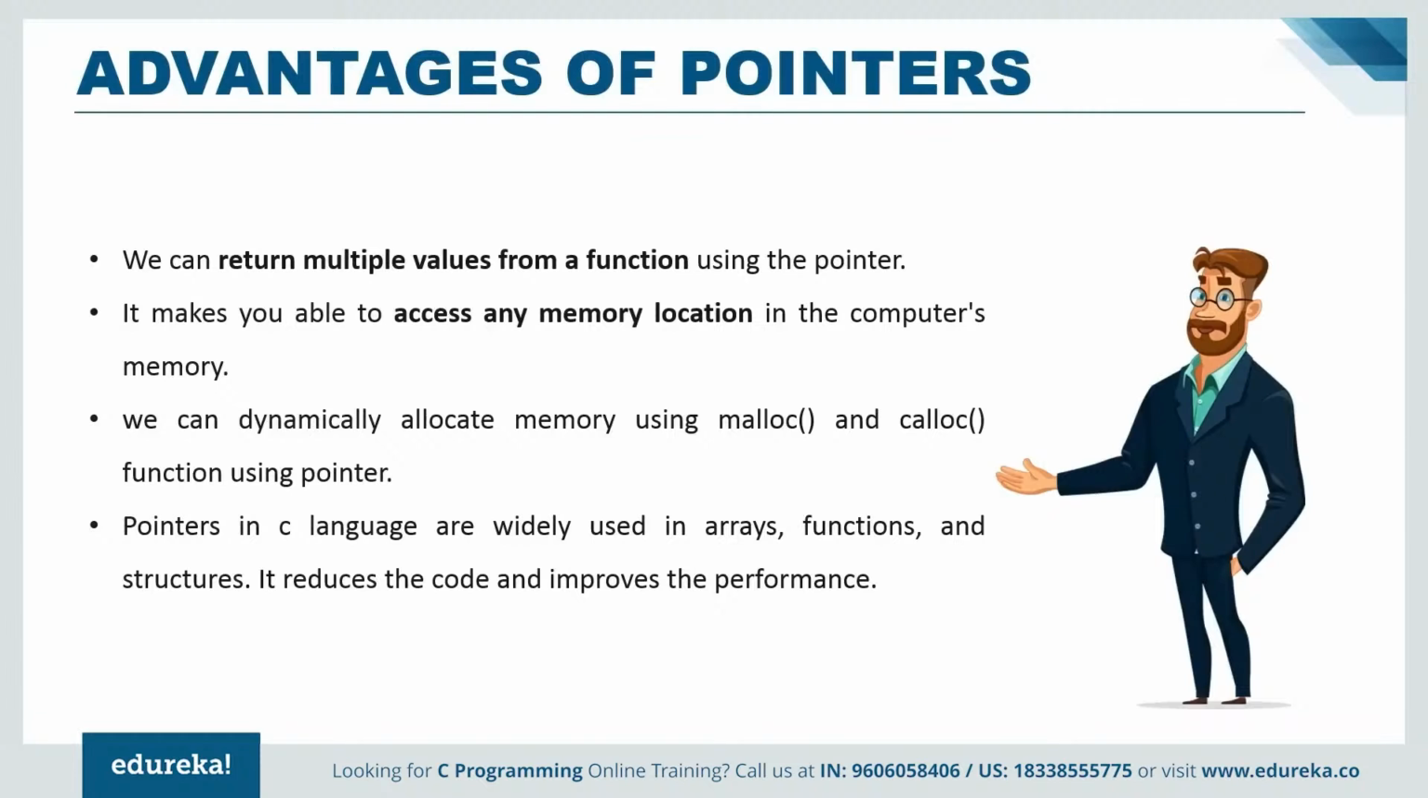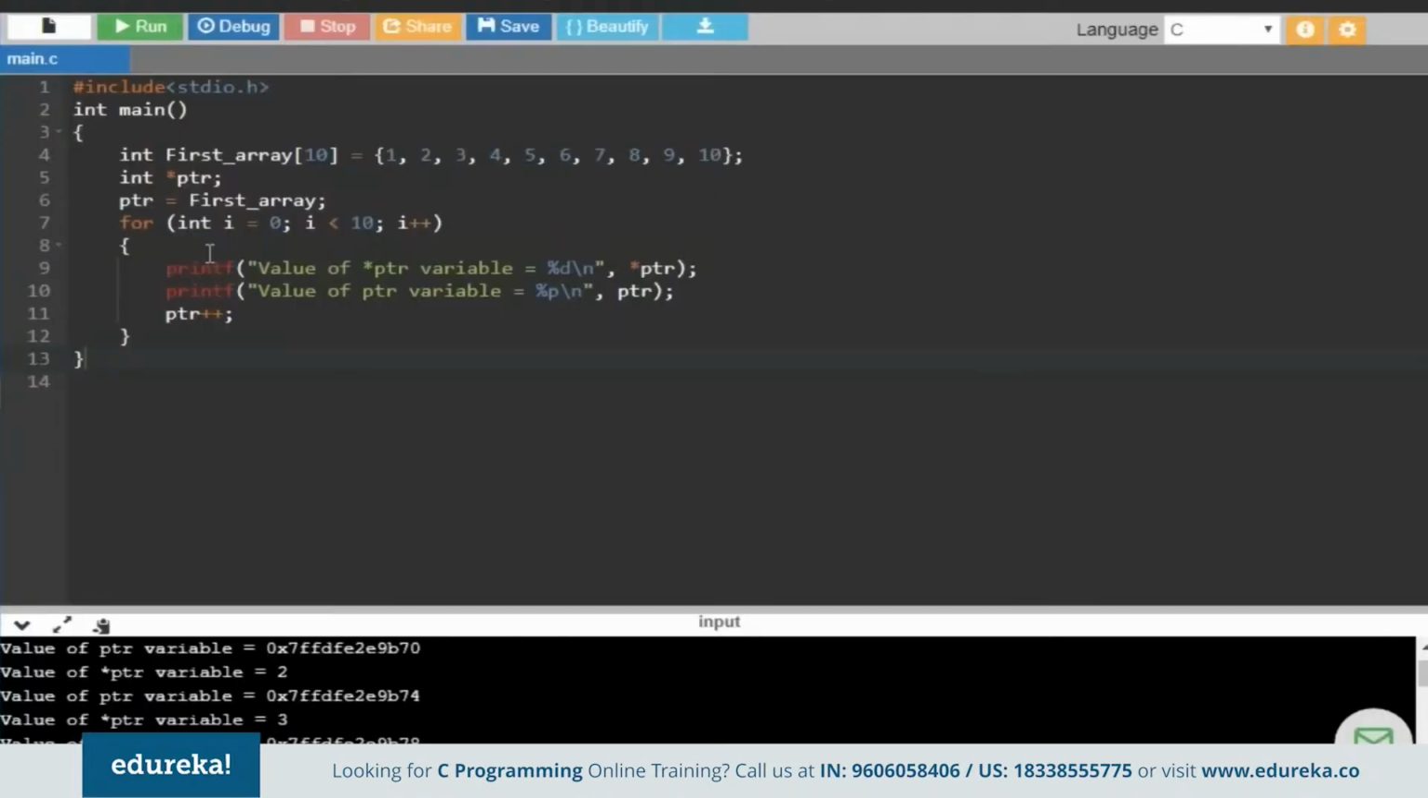Now, let us try to execute a simple program to understand pointers in a much better way. This particular example is based on pointers. As you can see, I have declared an integer type of array with the name first array, and the first array size is 10. Inside the array, I have stored 10 different values starting from 1 to 10. After that, I have initialized a pointer variable. The pointer variable is pointing to the memory address of first array.